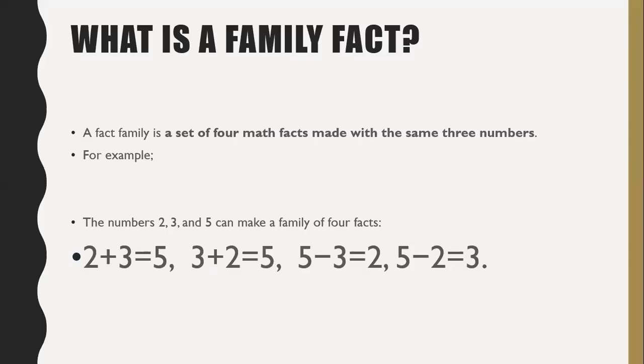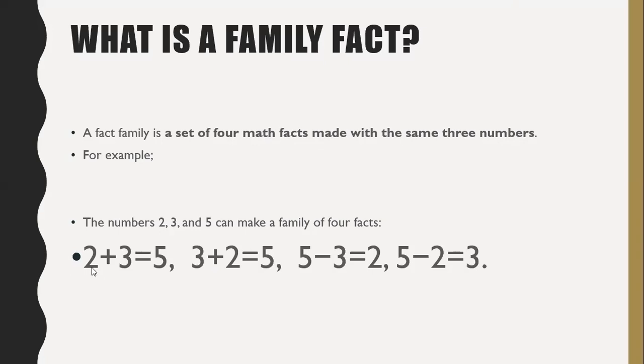So let's see here. What is the meaning of family fact? Family fact, please look carefully. A family fact is a set of 4 math facts made with the same 3 numbers. Now for the family fact, you always have 3 numbers. As you did the questions in the addition work, you remember you have a big number, you have to split that number into 2 small numbers. So here is the same case. See, the numbers 2, 3, and 5 can make a family of 4 facts.